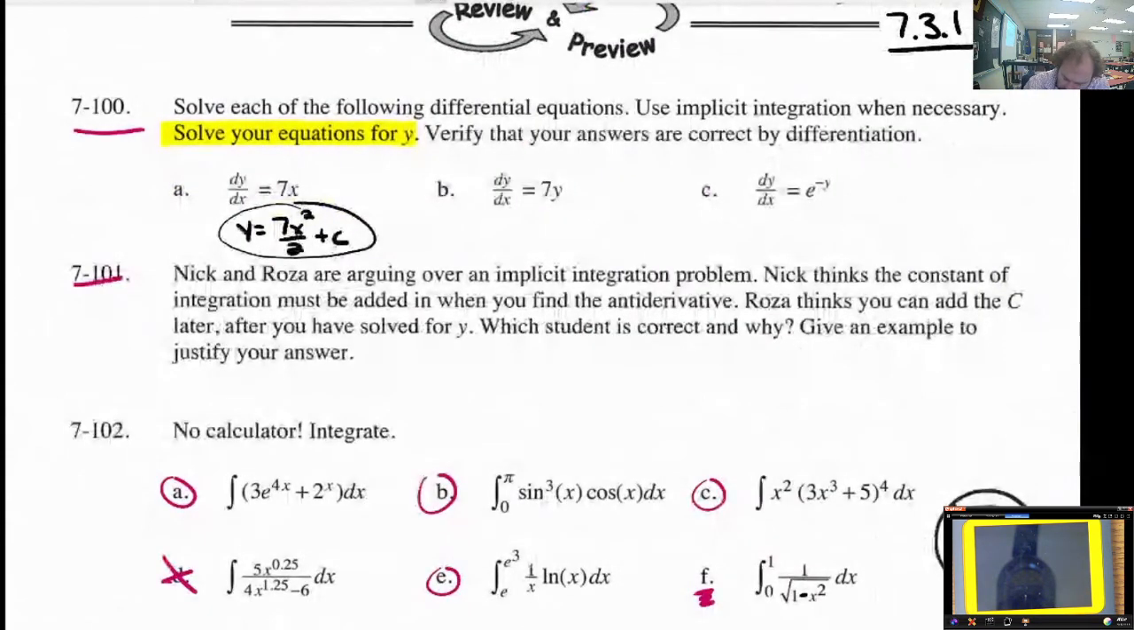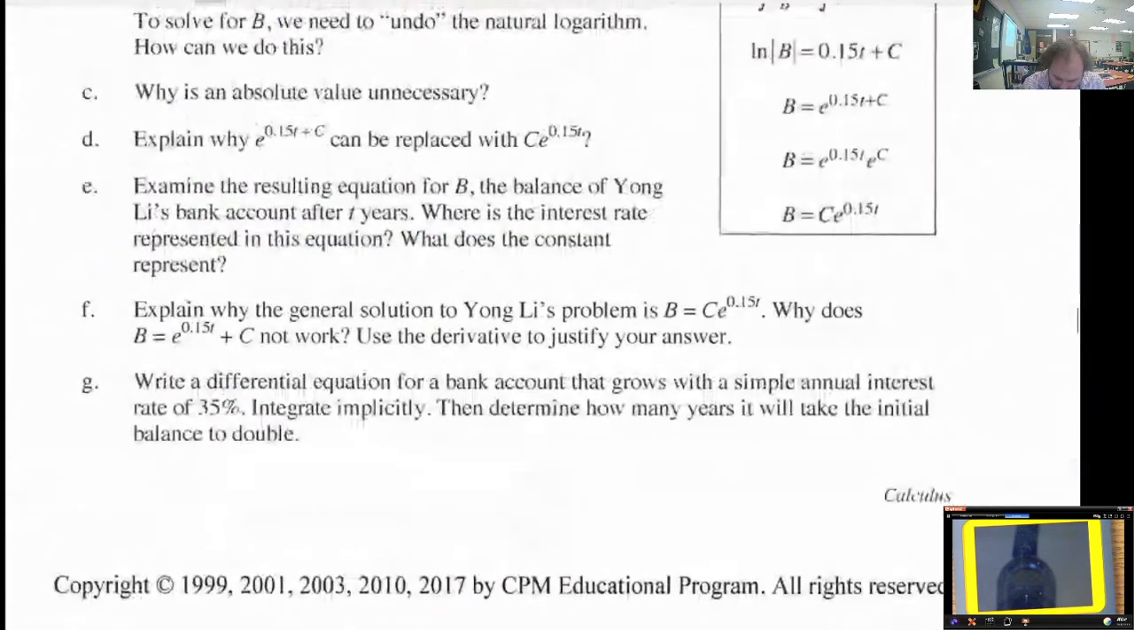You have to do it right after you find the antiderivative. You have to do it then. Otherwise, it doesn't balance out. And we will see that today in class in question G anyway. We'll take a look at that. It'll be part of our lesson today.